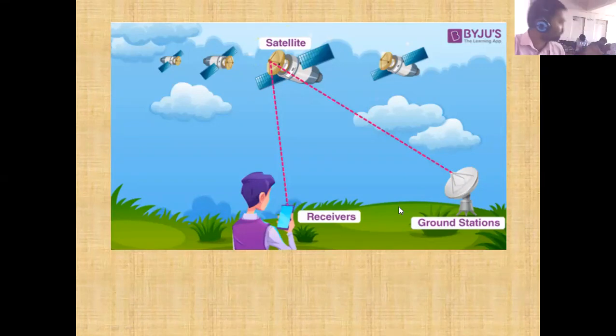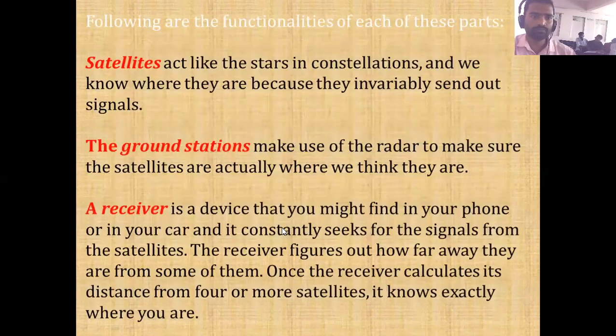Your parents are the receivers. Whatever you are sending from your mobile, that is your ground station, and satellites are there in space. Whatever you send from the ground station reaches the satellites first, and from the satellites it reaches the receiver. So what is the function of each one: satellite, ground station, and receiver?